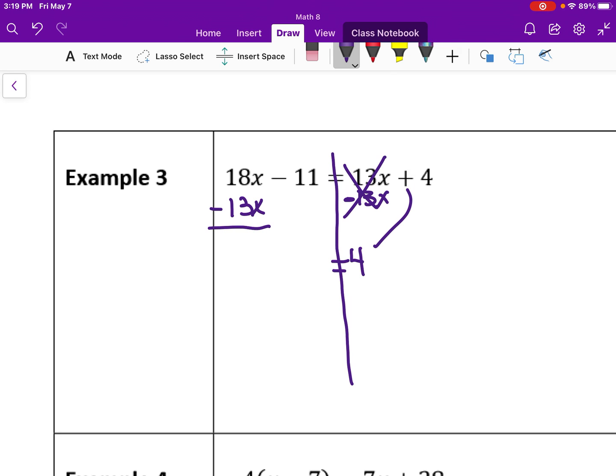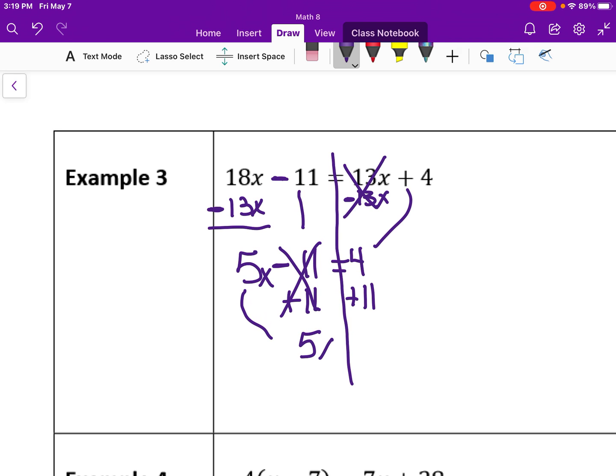Now 18x minus 13x gives me 5x. I need to bring down, don't forget the sign, my negative 11. Oops, and then I forgot my x here. So now I have 5x minus 11 equals 4. So I'm going to add 11 to both sides to get my constants together. Cancel those out. Bring down my 5x. On my right side, 4 plus 11 gives me 15. Divide both sides by 5. x equals 3. All right.